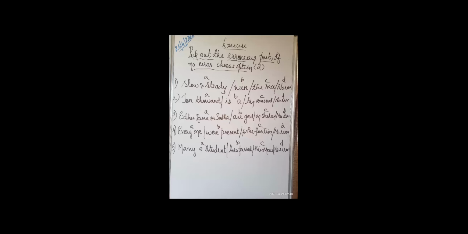10,000 is a big amount. Yes, 10,000 is a big amount, which is correct. When a quantity is specified, a singular verb like is is used. So no error. D is the option. So first one, B. Second one, D.